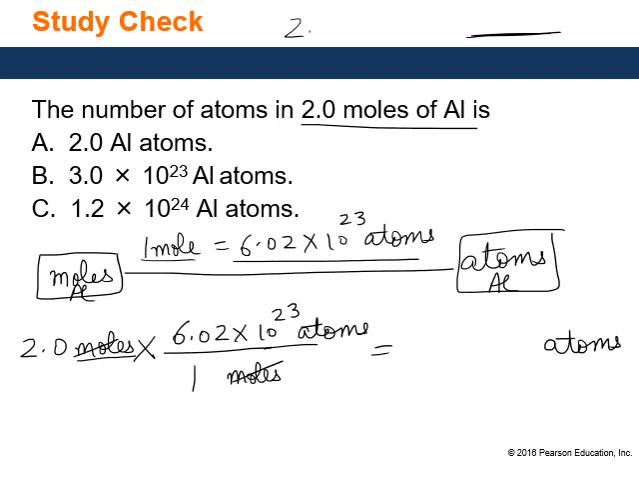Plug this into your calculator. It will give you the answer, which is 1.2 times 10 raised to power 23 atoms. I started with how many sig figs here? 1, 2. So my answer should have 2 sig figs, which is 1.2. So the answer here is C.